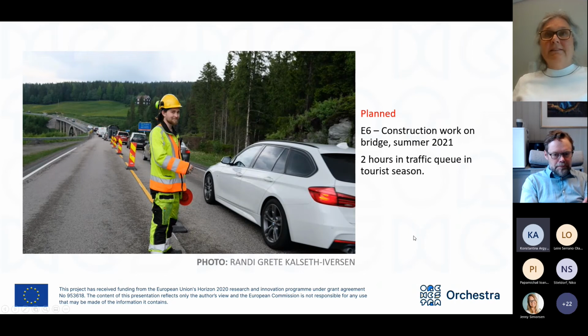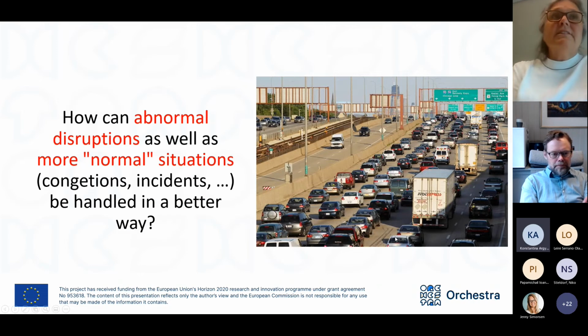This is a more planned situation where there was construction work on the bridge last summer in the middle of the tourist season. So there were long queues. People had to wait for 2 hours or even more. So the question is, how can such abnormal disruptions, as I have shown you, as well as more normal situations like congestions and incidents, be handled in a better and more resilient way than today?